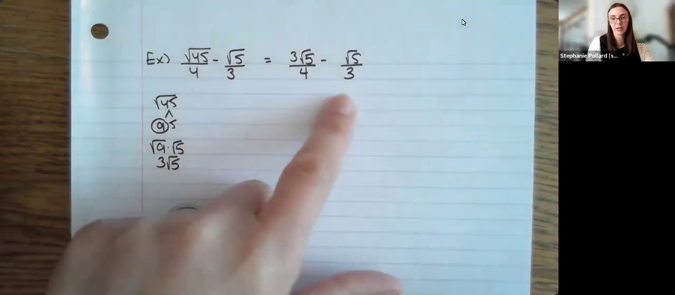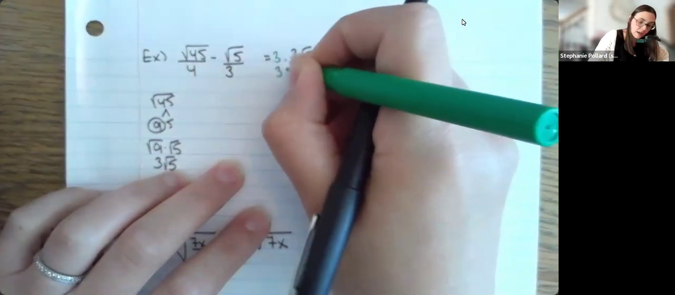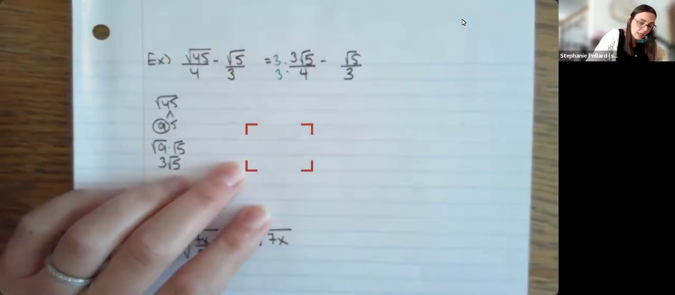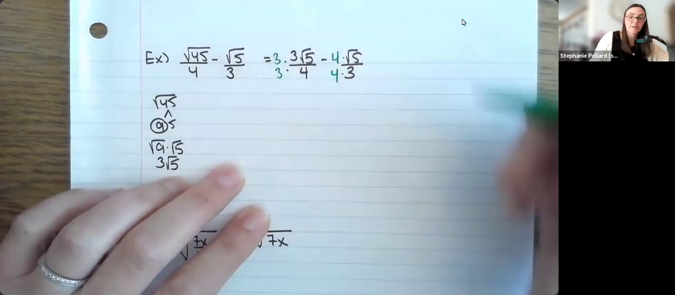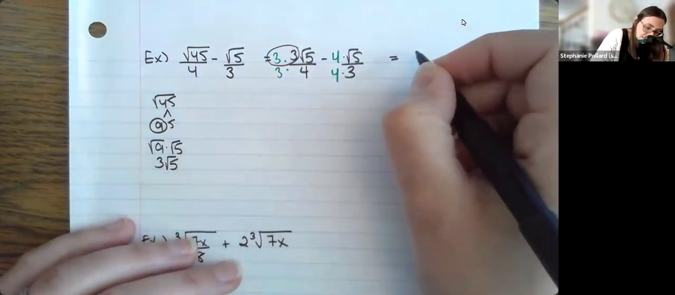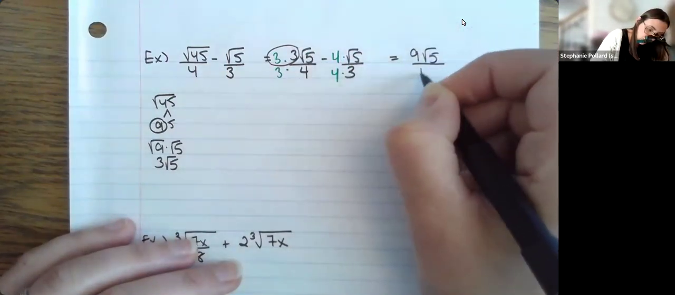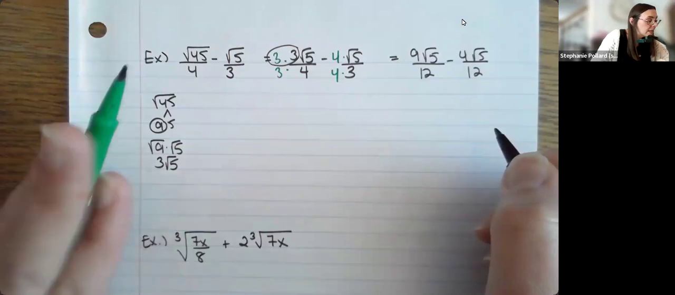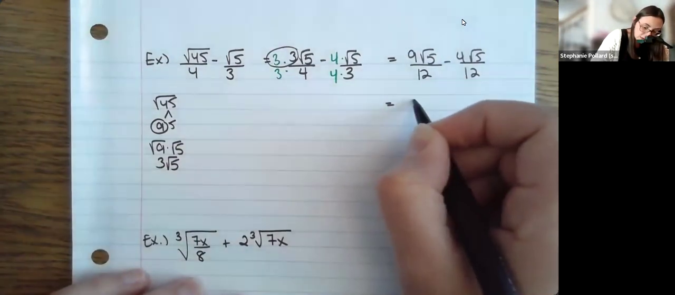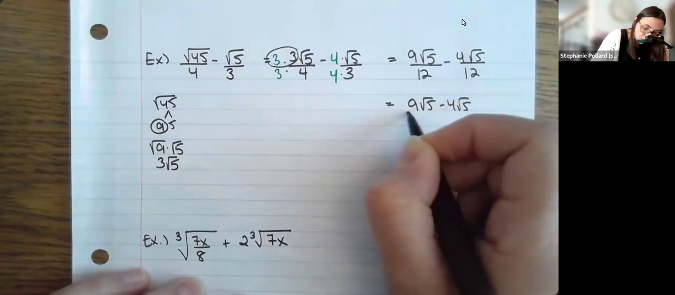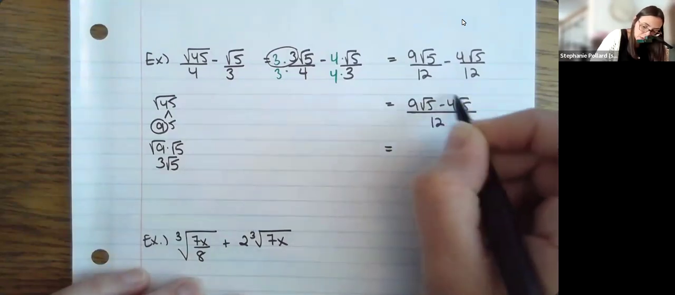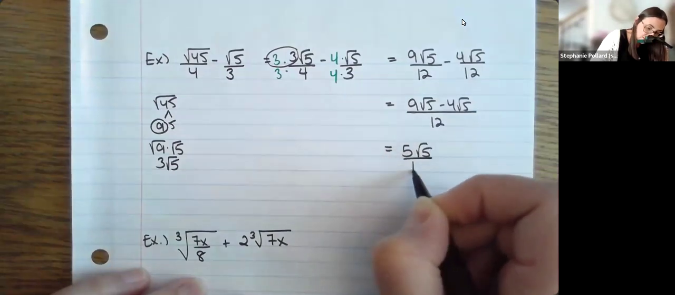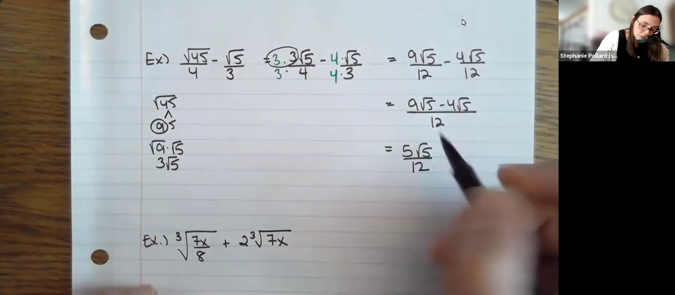I have a 4 and a 3 here, so I can use the common denominator of 12. So what I could do is I can multiply this first fraction by 3 over 3, and I can multiply the second fraction by 4 over 4. Be careful here. I have a 3 and a 3 again, so that's going to be 9. So I'm multiplying over 12 minus 4 root 5 over 12. So once I go ahead and do this, then I get 9 root 5 minus 4 root 5 all over 12. And finally, 9 minus 4 is 5. So we have 5 root 5 over 12 here.